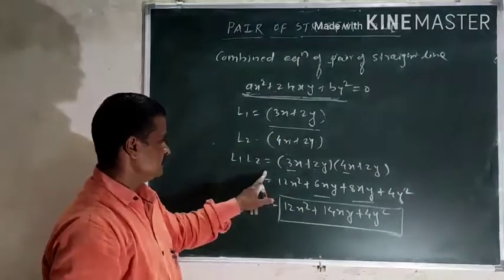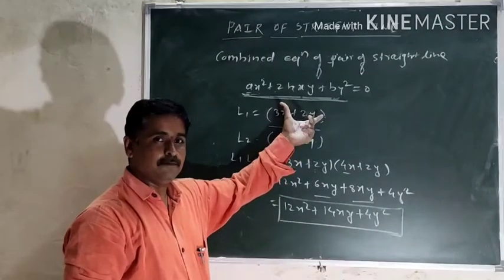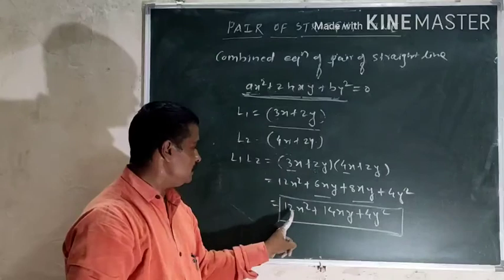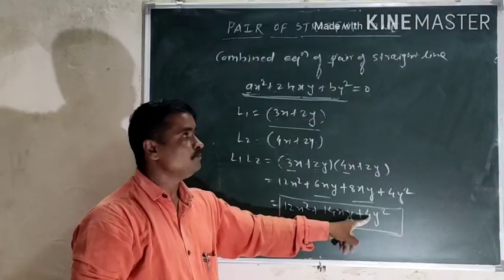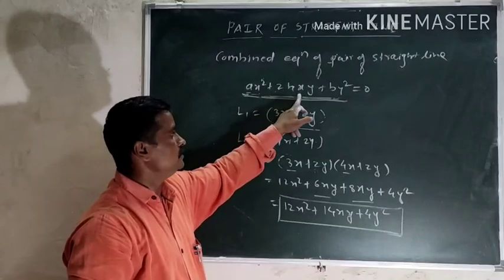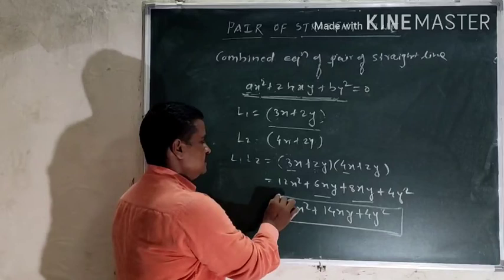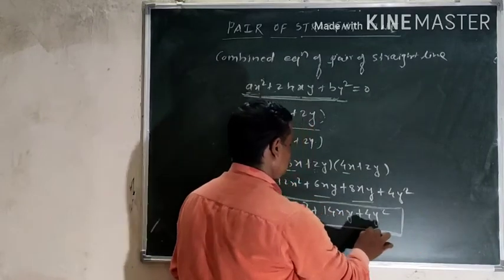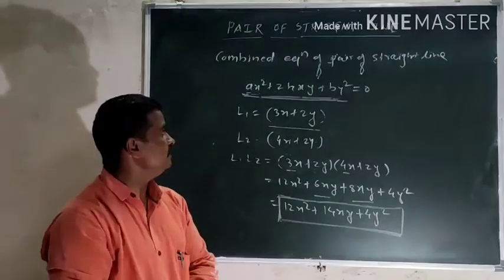Observe this case: if c equals 0, then the combined equation is in the form of ax square plus 2hxy plus by square equals 0. So this is the process to find the combined equation of a pair of straight lines.